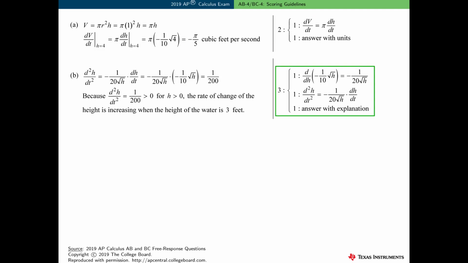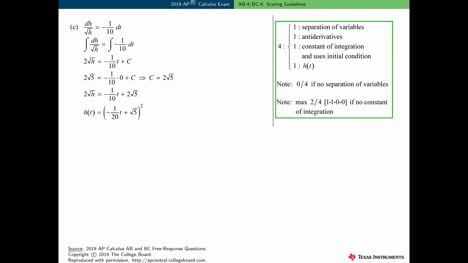Part B was worth 3 points. The first point was essentially a power rule point, for finding the derivative of minus 1/10 times the square root of h with respect to h. The second point was a chain rule point. That is, when finding d squared h over dt squared, we need to multiply by the derivative of h with respect to t. And the third point was for the correct answer with a suitable explanation.